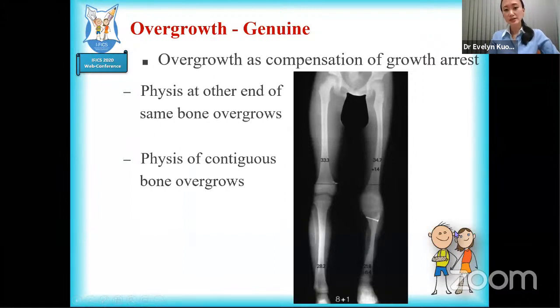You can also get genuine overgrowth of the adjacent physis, or the physis in the bone itself. So for example, if there's a severe proximal tibia injury, the distal tibia might try to grow more bone to make up for the length, or actually in this case, the physis of the distal femur overgrew to make up for the length discrepancy experienced by this patient. But this is less common.